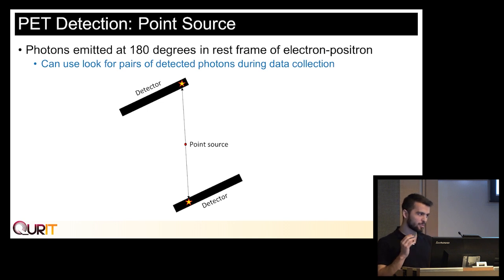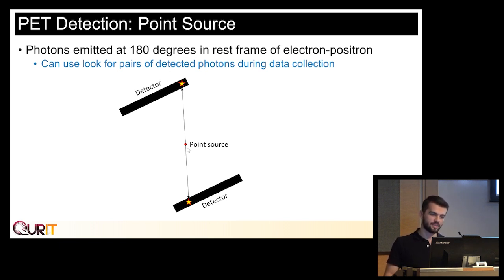So I want to give a really easy example of PET detection for a point source, and I think this helps understand the process that's going on. It's really easy to do PET detection for a point source, but when you have a continuous volume, that's where things get complicated. So imagine you have a point source at this little red dot that I show here, and you know that photons are emitted at 180 degrees back to back in the rest frame of the electron and positron. So you can assume for now that the rest frame is basically the same as the detector rest frame. And so you can look for pairs of detected photons during data collection.